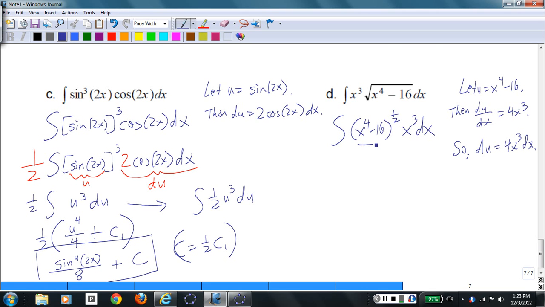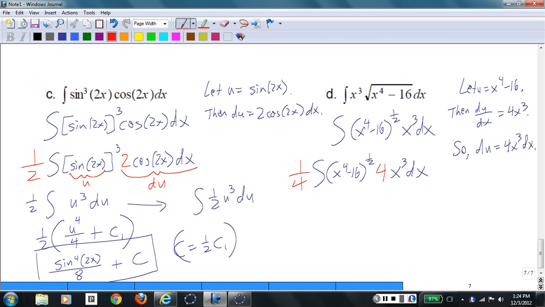Now I see the u right there, and I almost see the du right there. Not quite. I don't want x cubed dx, I want 4x cubed dx. So I make it happen. I just put a 4 there. I realize I'm not allowed to do that unless I account for that somehow. So multiplying the integrand by 4, I can account for that by multiplying outside the integral by 1/4.